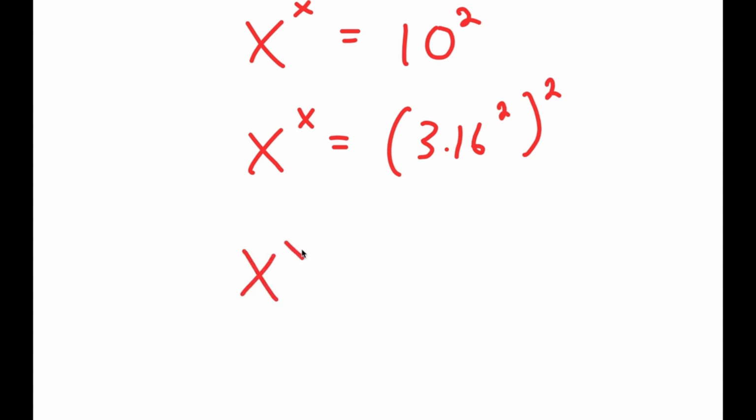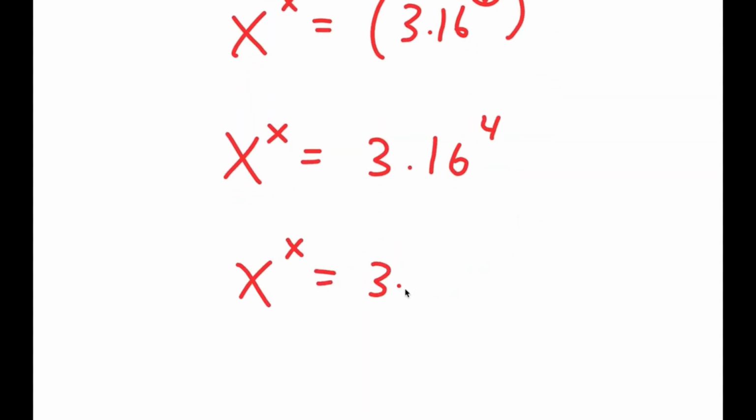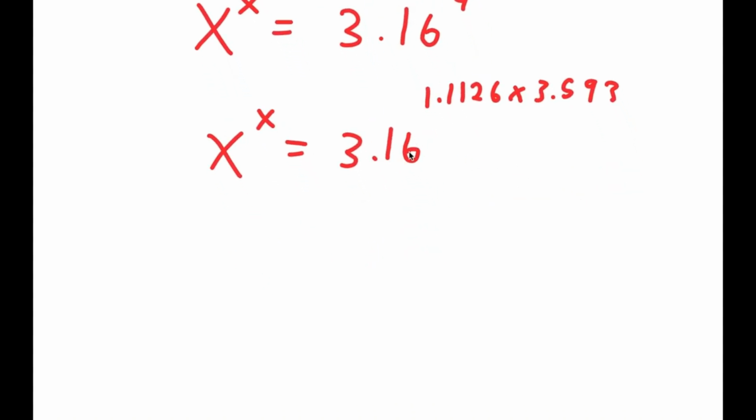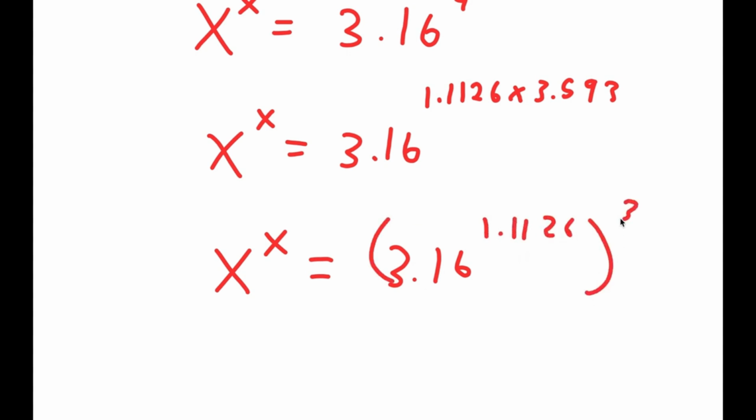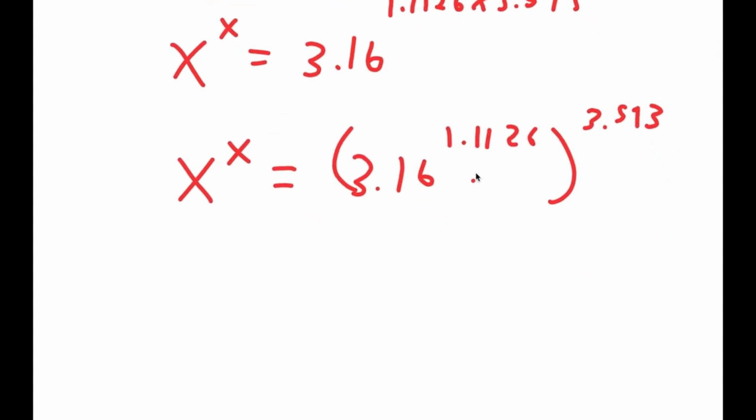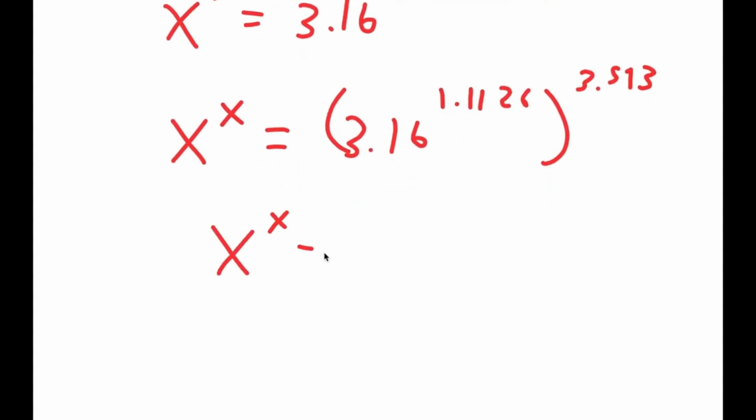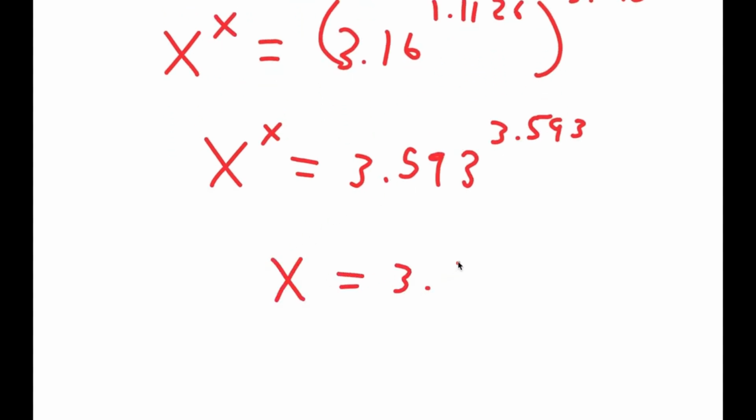Now, this is the same thing as 3.16 to the power of 4 because these two multiply. And now I can rewrite 4 here as 1.1126 times 3.593. And the reason I'm doing this is so I can write this as 3.16 to the power of 1.1126, to the power of 3.593. And 3.16 to the power of 1.1126 is 3.593. So I get x to the power of x is equal to 3.593 to the power of 3.593, meaning x is equal to 3.593.